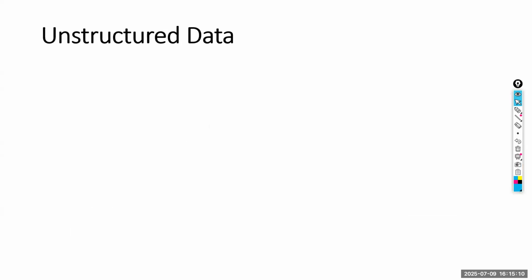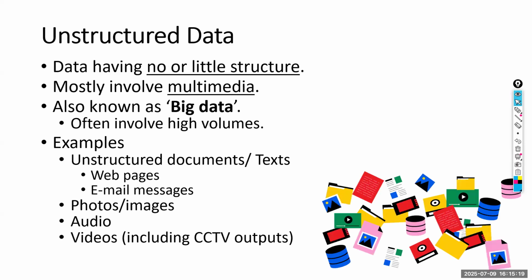Now we manage unstructured data as well. Unstructured data means data having very little structure. Mostly these are multimedia data. Sometimes we call it big data, because this data is generated in big volumes. For example, right now this session is recorded also. At the end, maybe after a few days, I will upload it to YouTube. That is at least about 400 megabytes of video. That is big data. That is unstructured data.